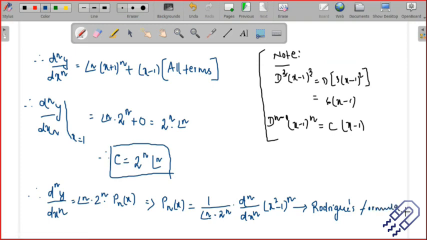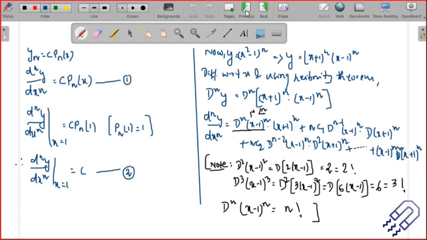That's your Rodrigues formula. Derivation, descriptive question, definitely 8 marks. If offline, if online, it's 5 marks. Okay, so you have to remember this. Let me just revise the steps quickly for you.